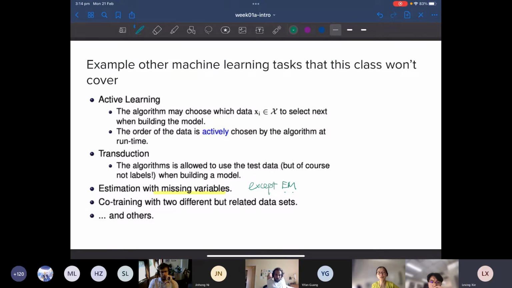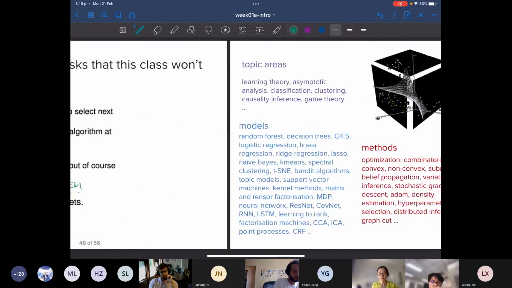And we're not going to cover co-training. Basically, there are two related data sets or tasks. How can we learn across them? There's a whole area recently called meta learning that sort of addresses this type of problem.